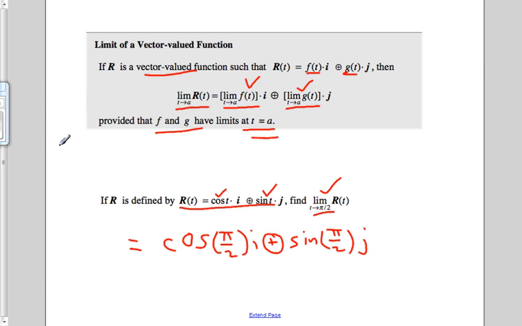So we know that cos of pi over 2, because we know our unit circle, is 0. So this is going to go away. And then the sine of pi over 2 is just 1. So we get left with 1j. And just as a reminder, that's a vector of length 1 in the y direction, or in the j direction. So something like that, where it's of length 1.